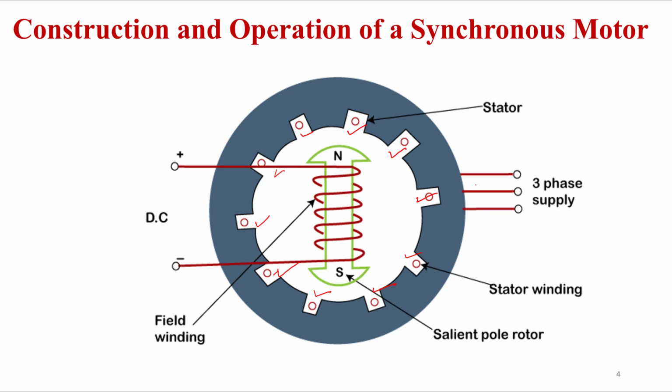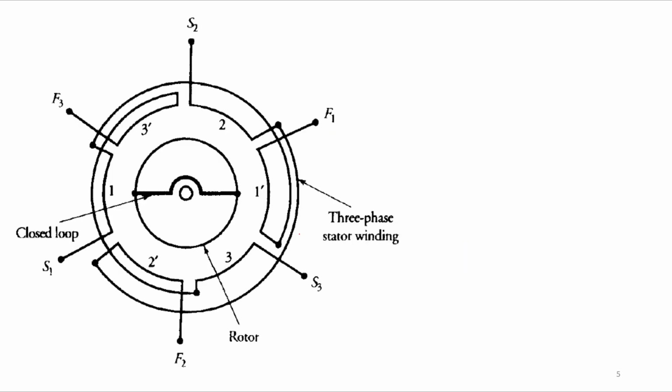So here we can say the three-phase supply is given to the stator winding, right? And here the rotor is salient in feature, a salient structure. It is not a cylindrical structure, right? And here we can see the stator winding, how it is actually wound. So we can see here the three-phase winding.